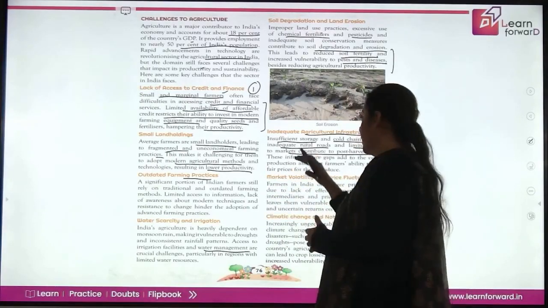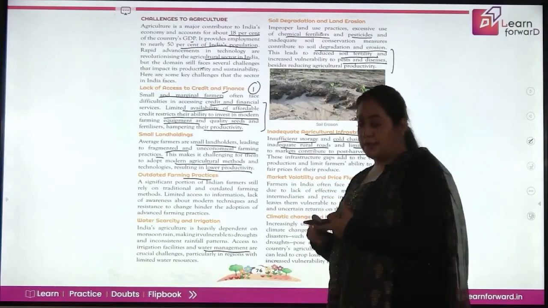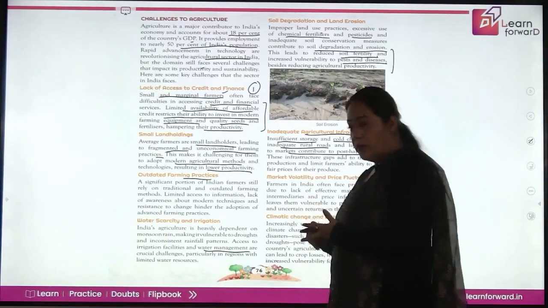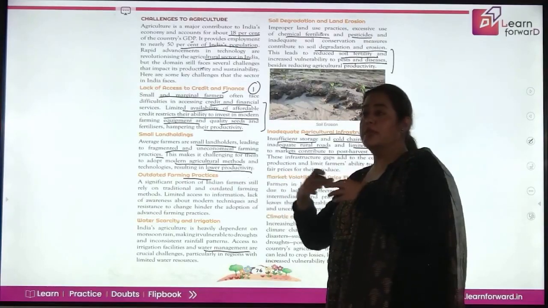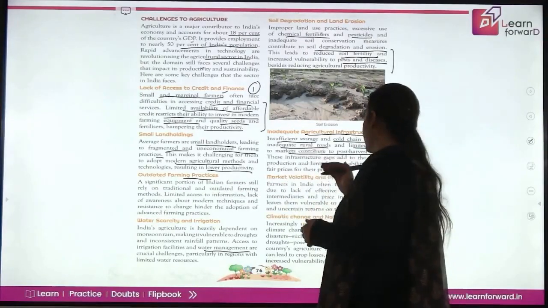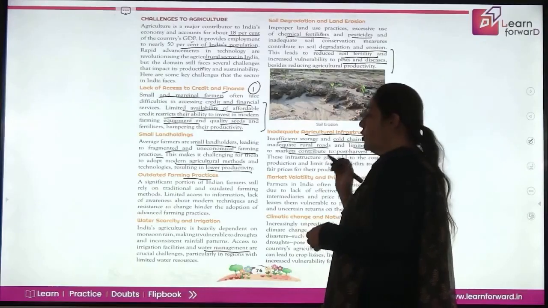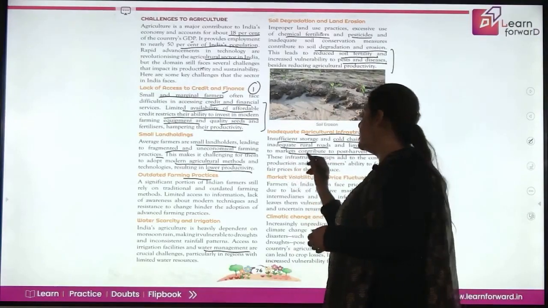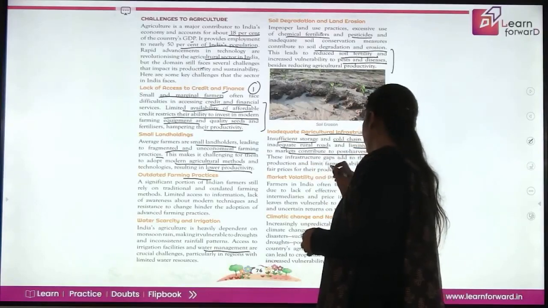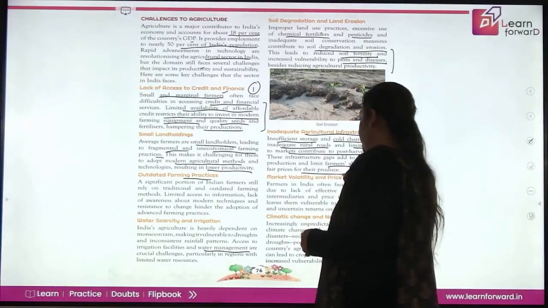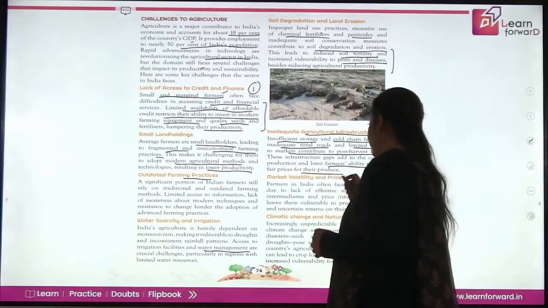फार्म अच्छा हार्वेस्ट के बाद भी अगर ये प्रॉब्लम्स हैं तो दिक्कत आती है कि हम स्टोर नहीं कर सकते, हमारे पास एडिक्वेट रूरल रोड्स नहीं हैं, प्रॉपर रोड्स नहीं जिससे हम ट्रांसपोर्ट करें, और मार्केट्स का एक्सेस नहीं, जिसकी वजह से पोस्ट हार्वेस्ट इश्यूज आते हैं। These infrastructure gaps add to the cost of production and limit farmers' ability to fetch fair prices for their produce. Now, market volatility and price fluctuation.